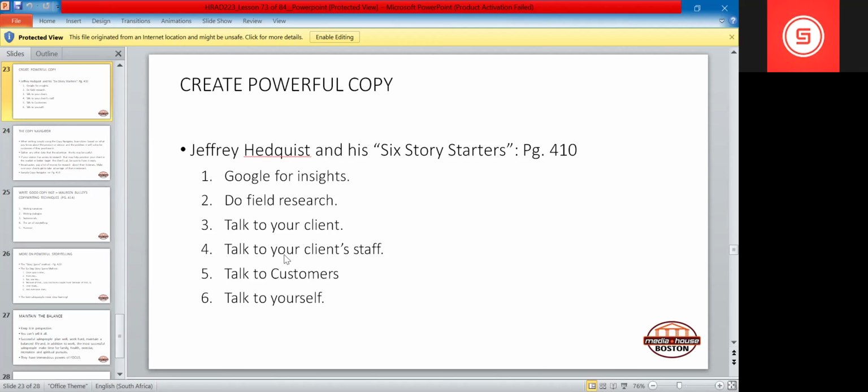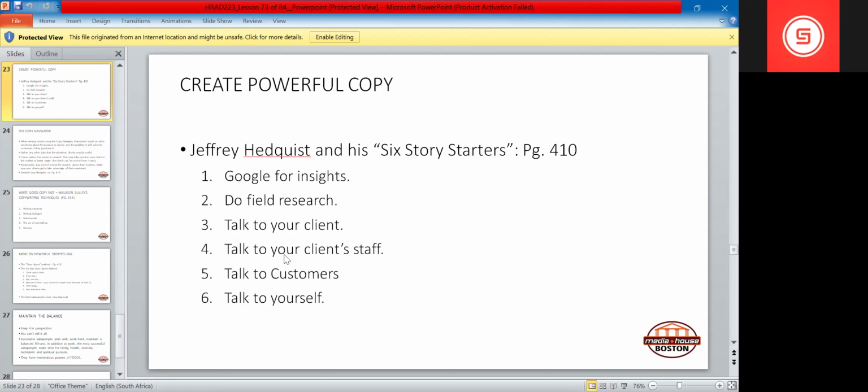Okay, so on page 410, Jeffrey Hedquist says 6 story starters. One, you can Google for insights on a particular product. You're not going to know anything more than what you know at the very beginning until you actually go and research some stuff. Do some field research of your own. Also ask the client about the product, about their business, about everything around their business. Talk to their staff, right? The people that obviously make up that culture. Talk to the customers of that particular client or that client's product or service, and then talk to yourself. What do you think?